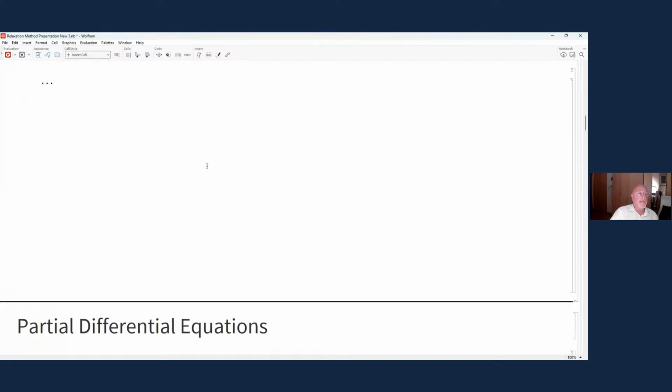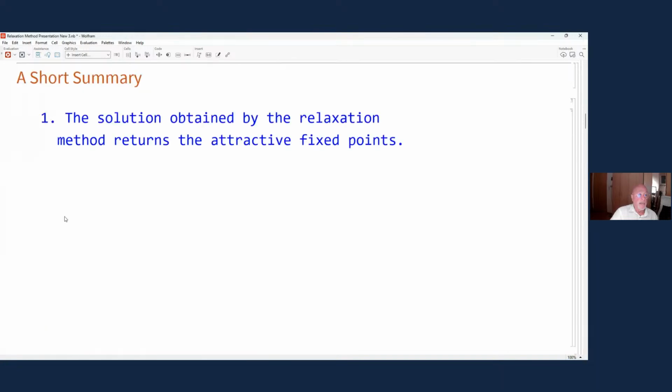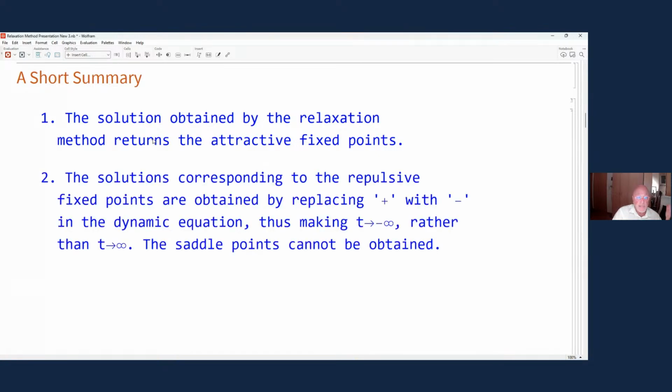Now, let's come to a short summary. The solution obtained by the relaxation method returns the attractive fixed points, if there are some. The guarantee that there are some is that you are solving the stationary equation, and from the very beginning, by default, it is assumed that the stationary equation has at least one solution.